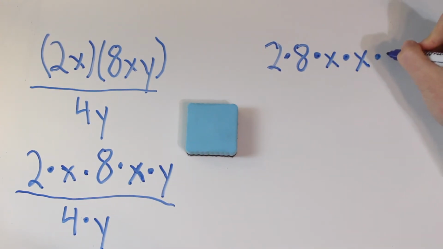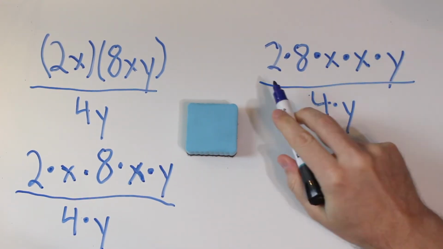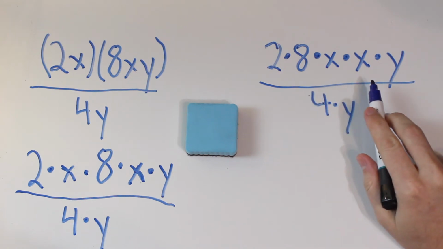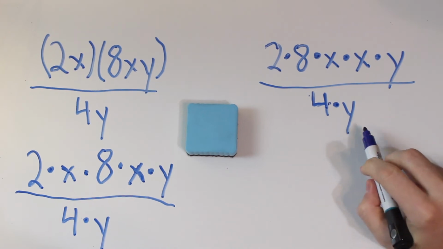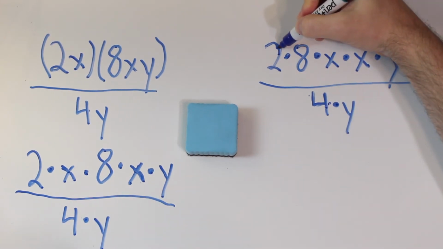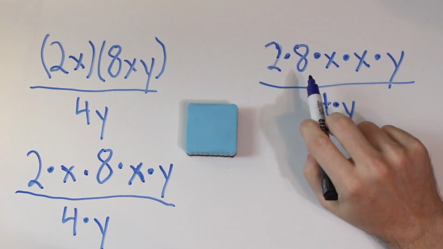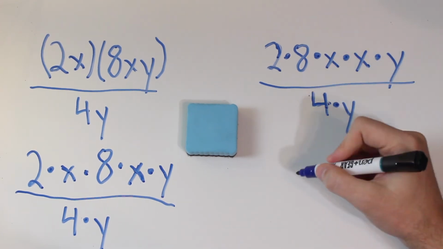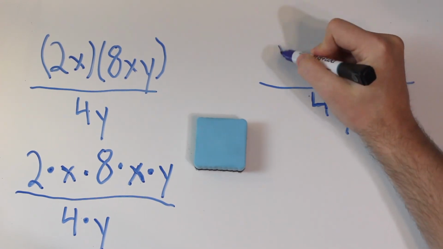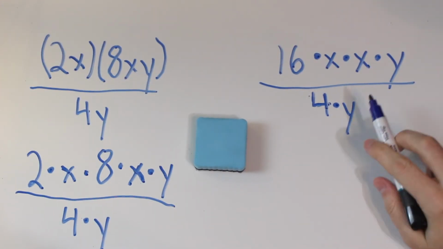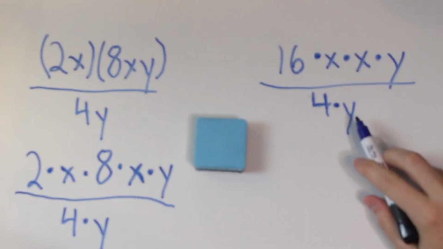So now our problem reads 2 times 8 times x times y over 4 times y. Let's first multiply this 2 and 8 together to simplify that part. 2 times 8 is 16. Now, notice that there is a y on top and a y on bottom. Those y's cancel out.